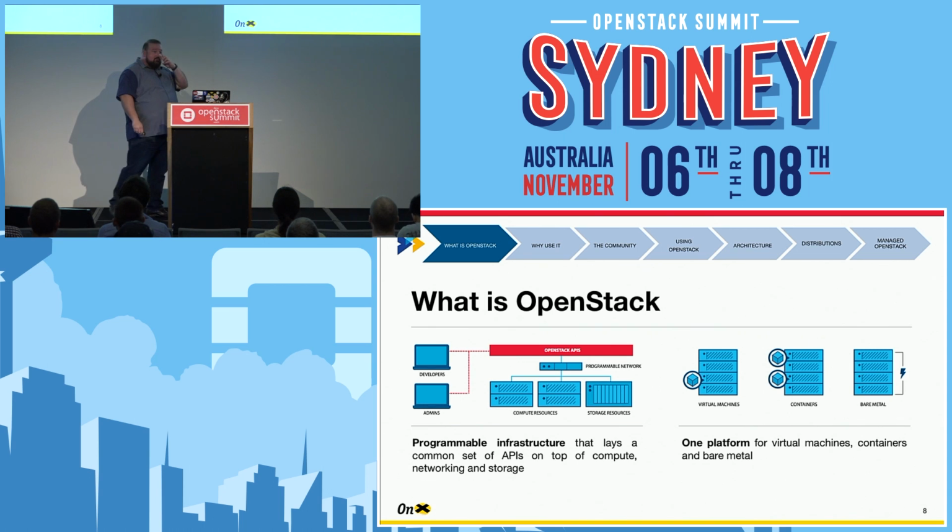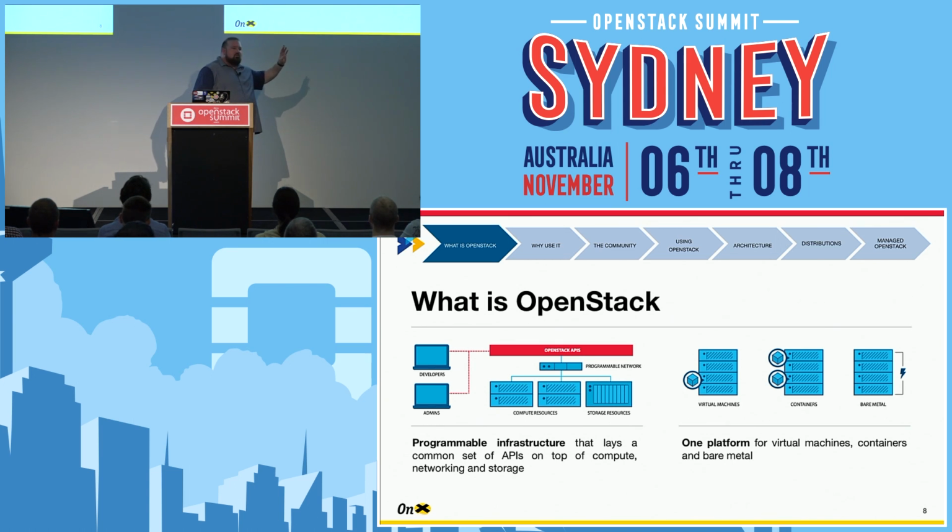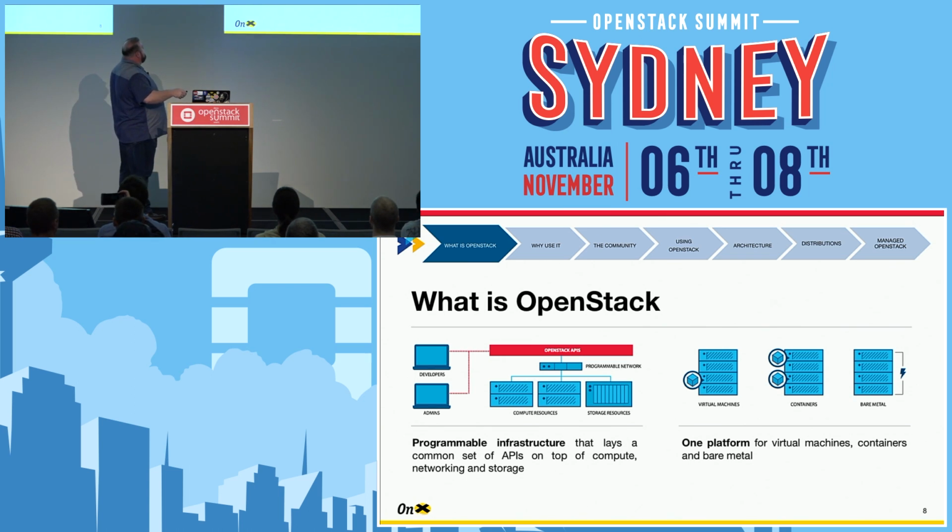So here we go. Here's the meat, right? This is what you're all here for, to learn about AWS. I don't mean OpenStack, right? Everybody's like, yeah, no, not AWS. What is OpenStack? So I like this little picture. It's very, very simple. So OpenStack sits on top of a programmable network, compute resources, storage resources, and developers and admins go in through the APIs and provision and develop on it.